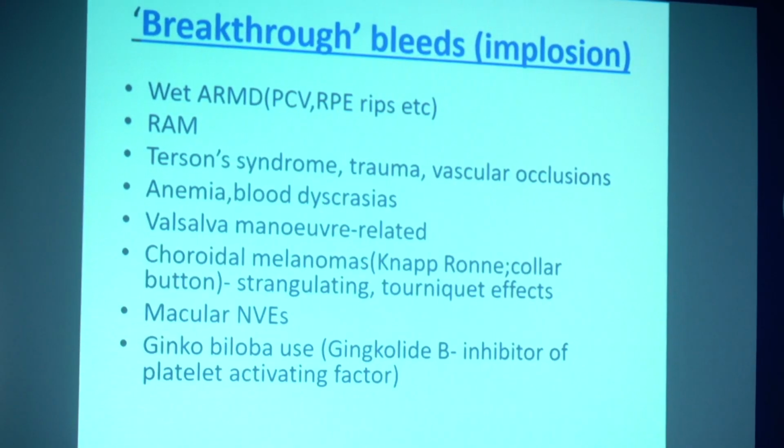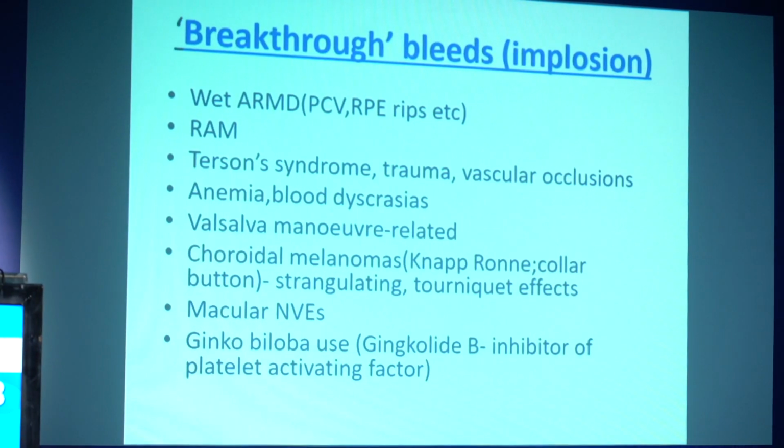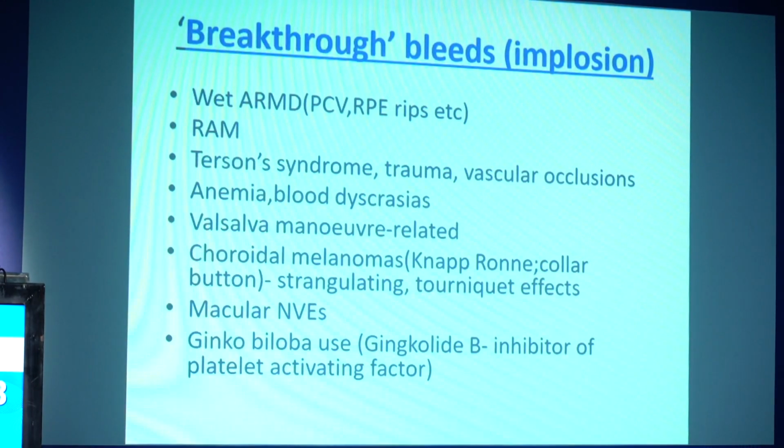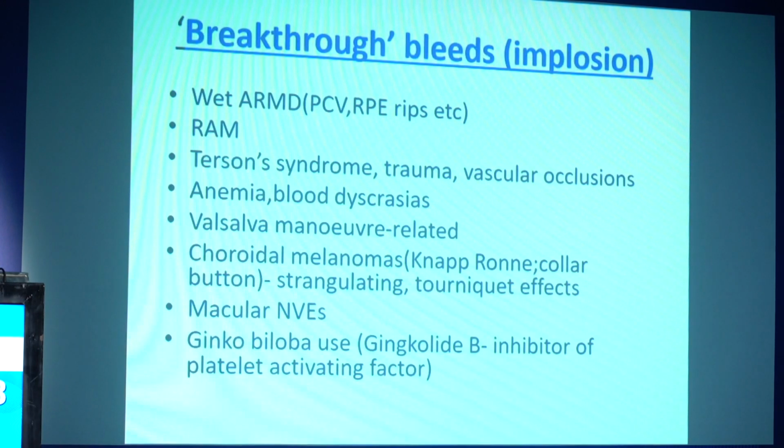So most cases of vitreous hemorrhage from macular pathologies are usually breakthrough bleeds, or what I have termed an implosion, where the pathology is within the retina, and it's a kind of inside-out mechanism by which the blood from the subretinal space, under pressure, when the volume of the blood is too much, rips through the retina, and then you have a vitreous hemorrhage.